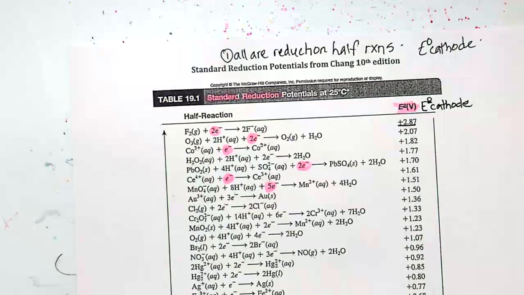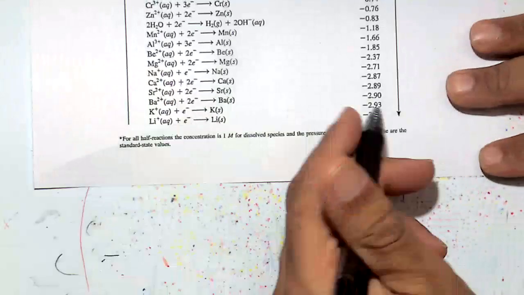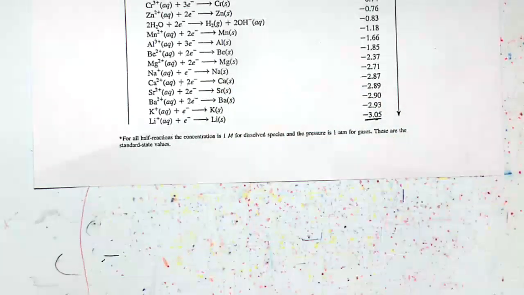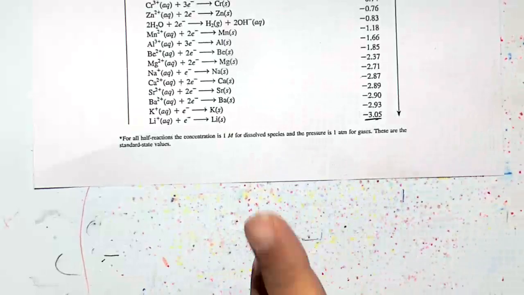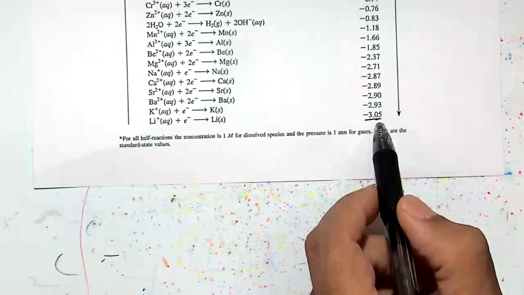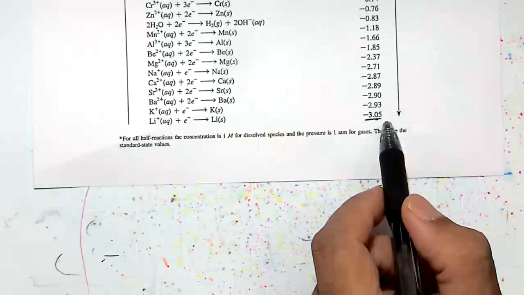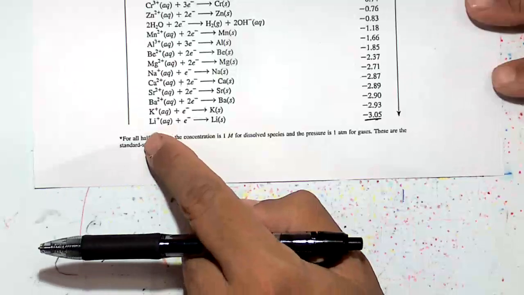Do you think that would favor the products or reactants? A positive voltage, what would it favor? Let's go all the way down. Minus 3.05 volts. What do you think that would favor? Products or reactants? What do we know about negative voltage? It's dead. So it ain't happening. Very good. A negative voltage is not favoring the products. We don't buy negative voltages. So this is favoring the reactants.